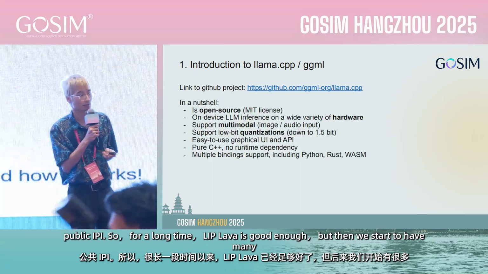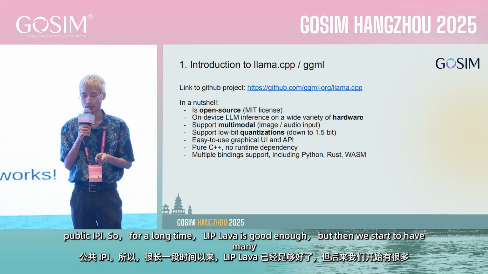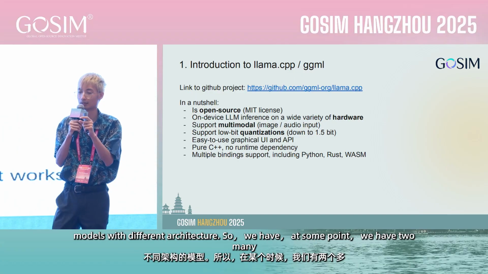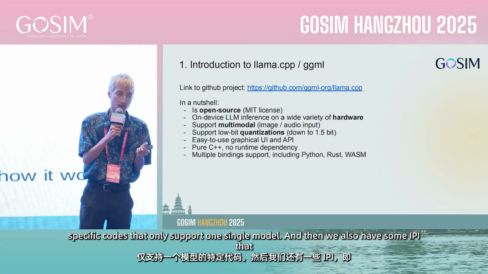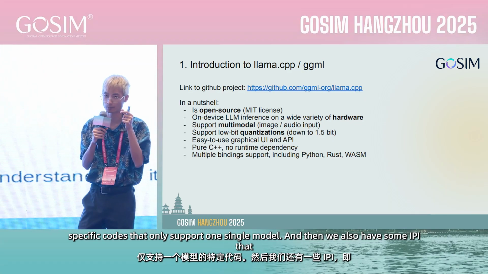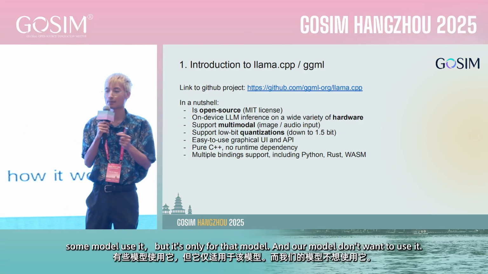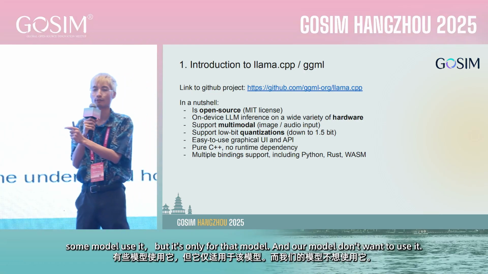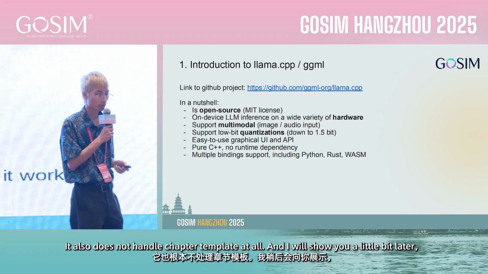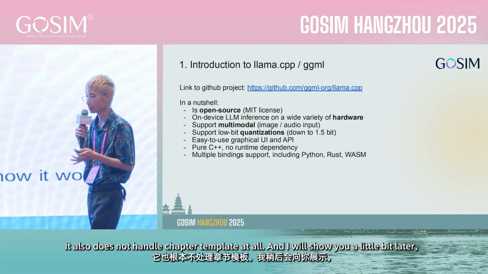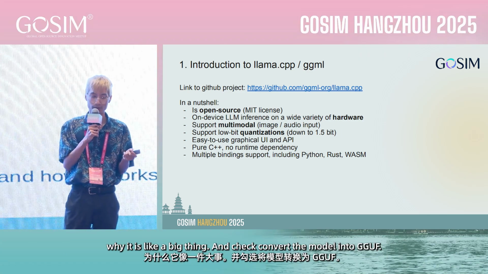For a long time, libllava was good enough, but then we started to have many models with different kinds of architecture. At some point we had too much specific code that only supports one single model. And we also have some APIs that some models use, but only for that model, and other models don't want to use it. It also does not handle chat templates at all.